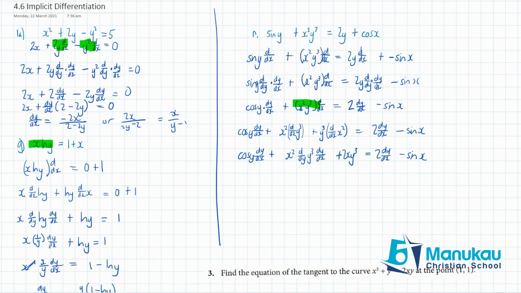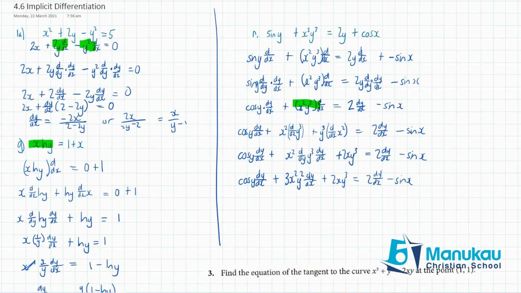Okay, so next line here, we're going to go cosine y dy dx plus x squared. Now I can differentiate with respect to y, so it's going to become 3y squared. So I'm just going to put the 3 at the front there, and then the y after the x squared. So I'm going to get that dy dx plus 2xy cubed equals 2 dy dx minus sine x. Now at this point we want to get all of our dy dx's across to one side.